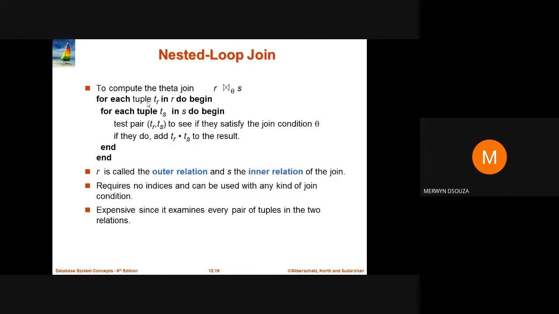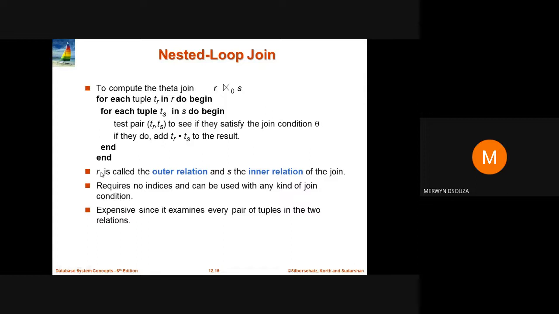For each tuple TR in R, do begin the inner loop. For each tuple TS in the relation S, do begin. Then we test the tuple pair TR and TS to see if they satisfy the join condition theta. If they do, we add TR and TS to the result of the join. And we end the loops.